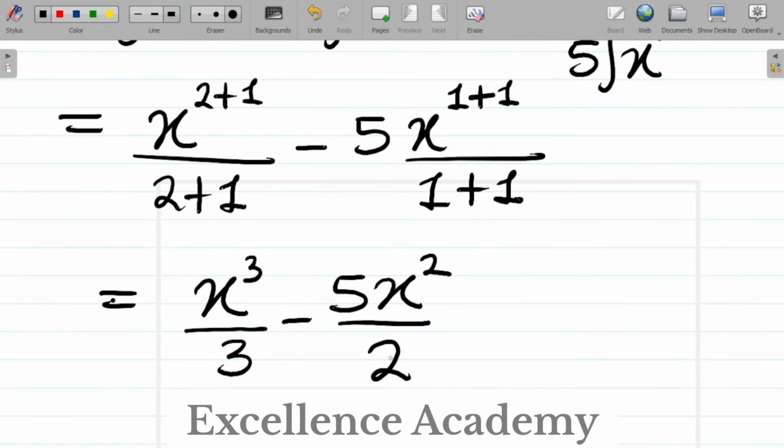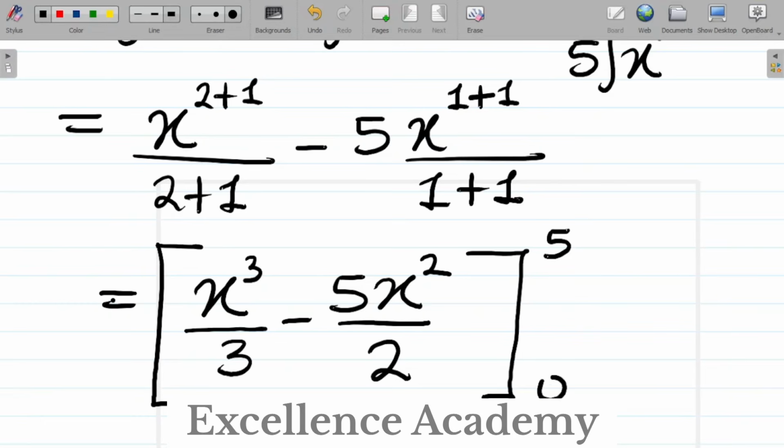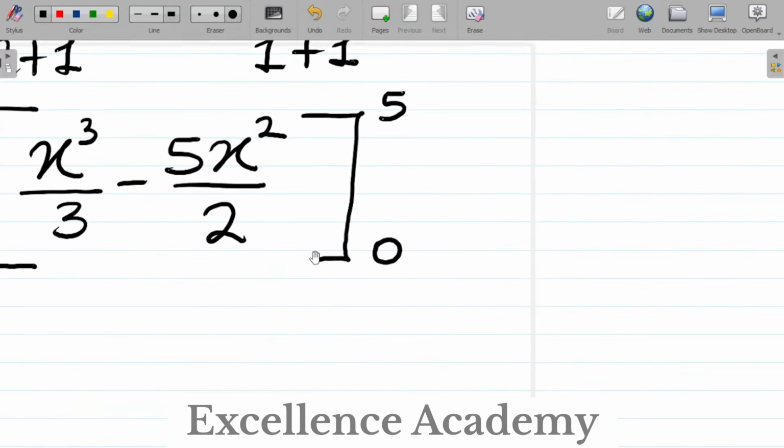When you're done integrating, normally you should put plus c, the constant of integration. But when you're doing definite integrals, you don't have to put in the plus c. It doesn't matter. Just put in your limits instead. The upper limit is 5, the lower limit is 0. What does this mean?